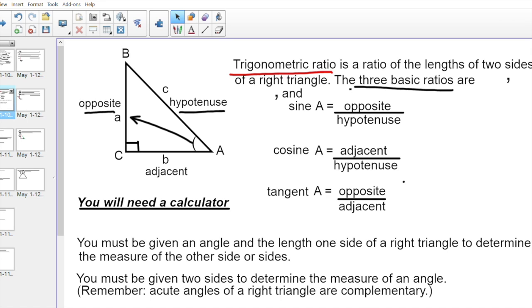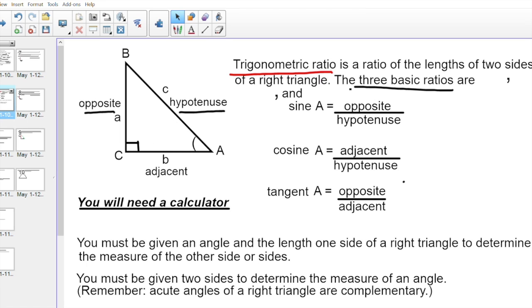Same thing with cosine. What is the cosine of some angle A? Adjacent over the hypotenuse. And I say, what is the tangent of A? And you would write opposite over the adjacent. Those are the lengths of the sides of a right triangle.